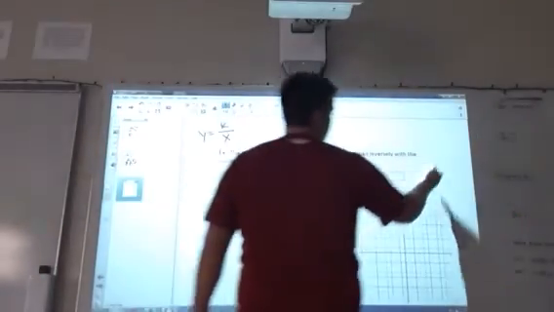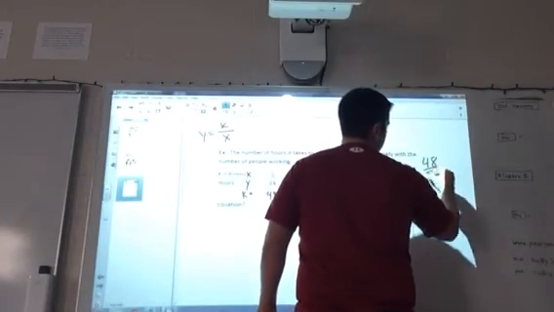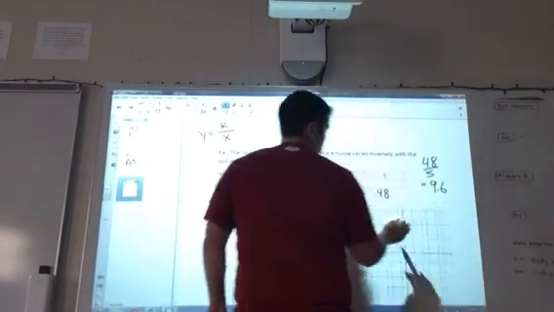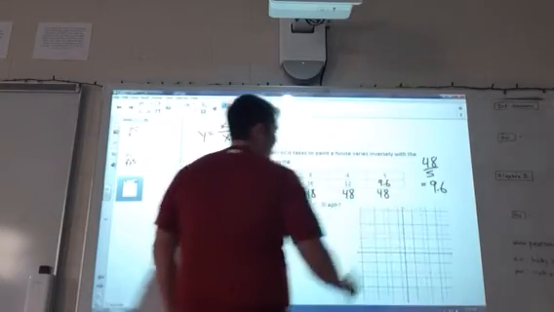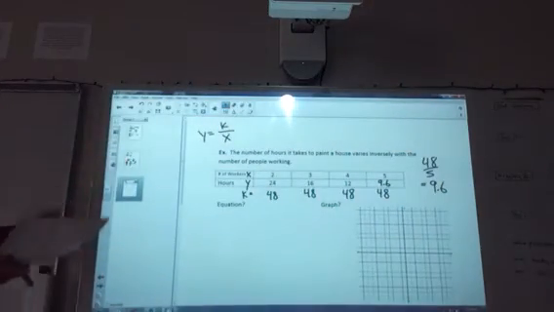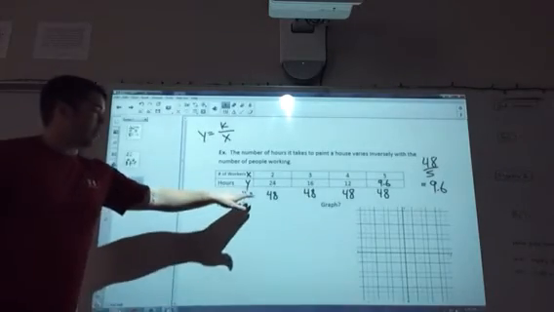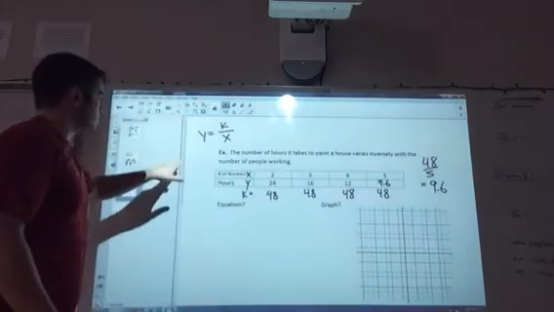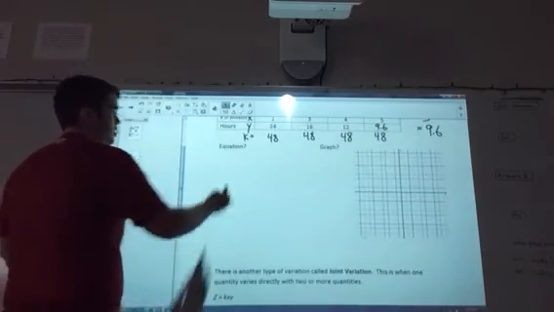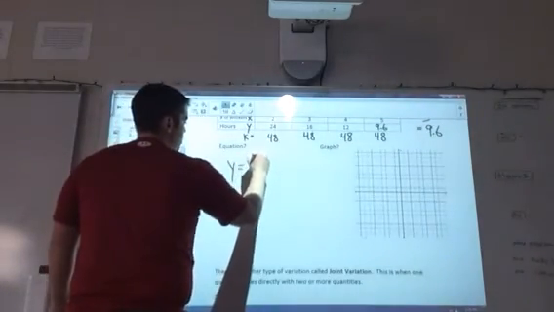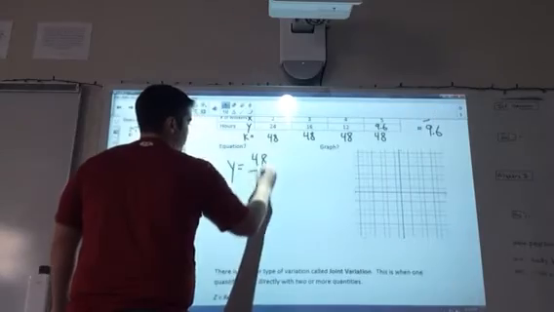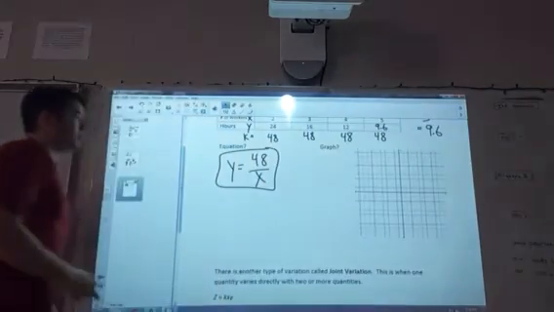All we got to do is 48 divided by 5. We're just going to work backwards here real quick. And that should come out to 9.6. So when there's 5 people working, it should take 9.6 hours. Now, we also established that our k value was 48. So down here we're asking what's the equation? Y equals 48 over x. Again, it's a simple equation like that.